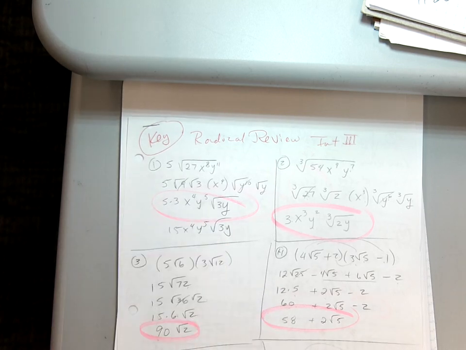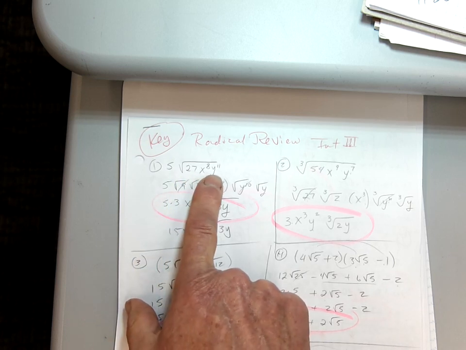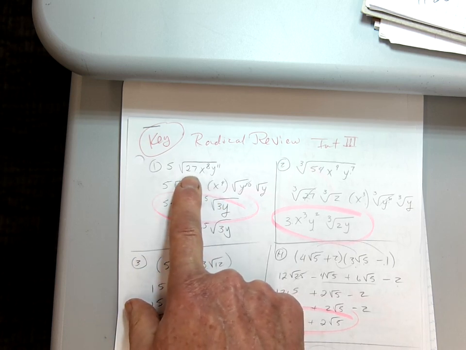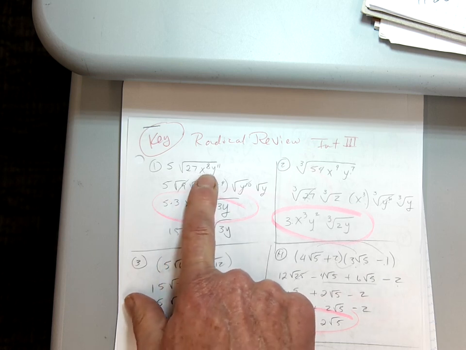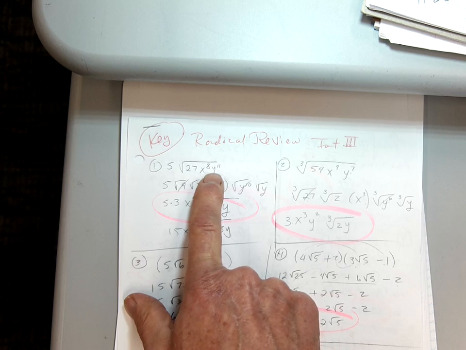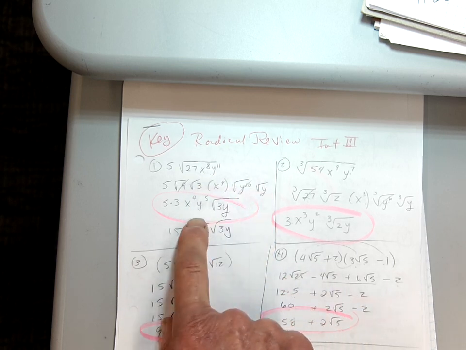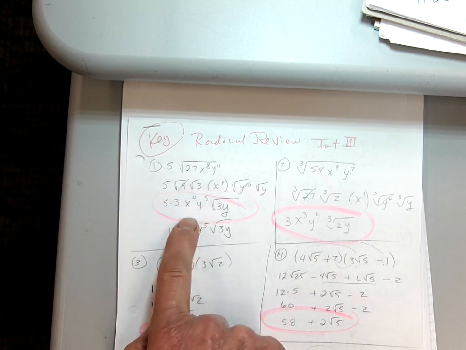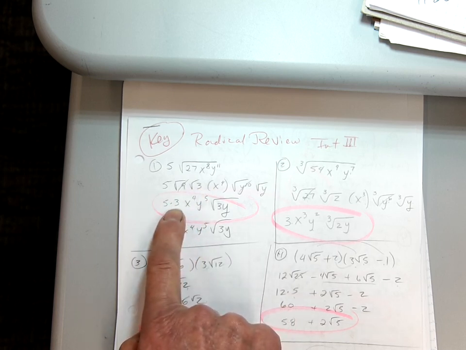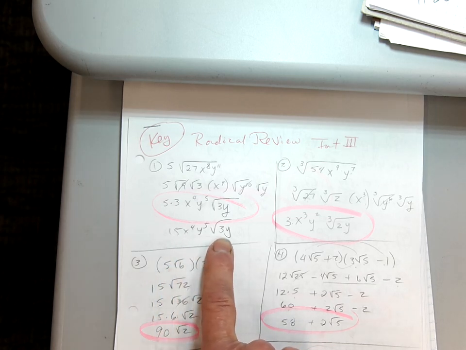Algebra 2 radical review. Number 1: 5 square root of 27 x to the 8th y to the 11th. 27 can be 9 times 3. For x to the 8th, I just took half of the exponent, but for y to the 11th, I can't take half. So I make it y to the 10th times y, then I can take half the exponent and make it y to the 5. So then I put the 5 and the 3 together, make 15. So I get 15 x to the 4, y to the 5, square root of 3y, okay?